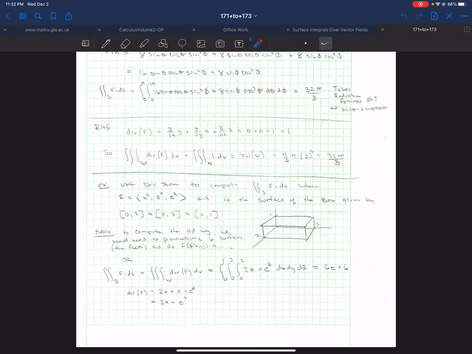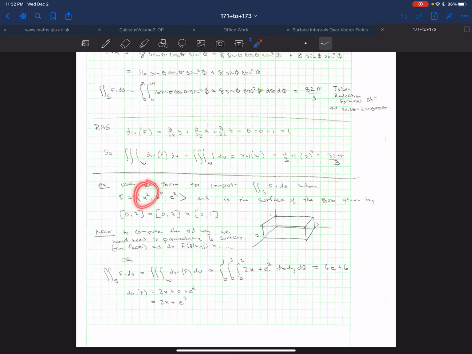So back to this then. Notice this is just a cube, some sort of a rectangular box. And because of that, if we did it the old way, we would need to do all 6 surfaces and do f of g of xy dot n, and do that whole thing. Or we could just figure out the divergence.